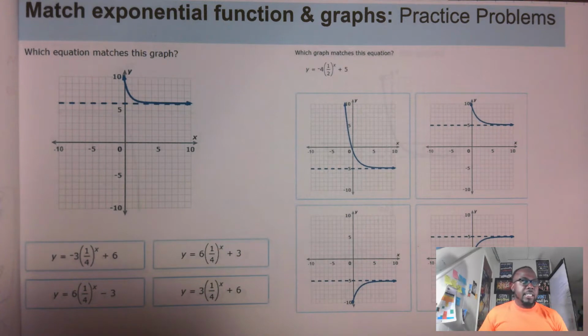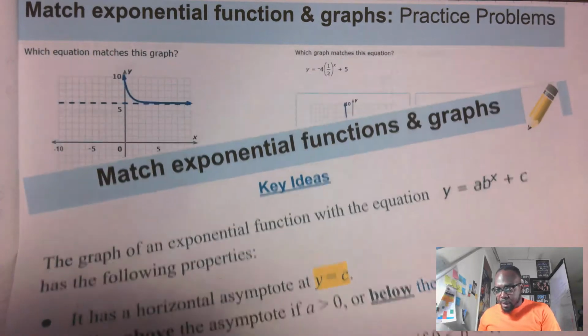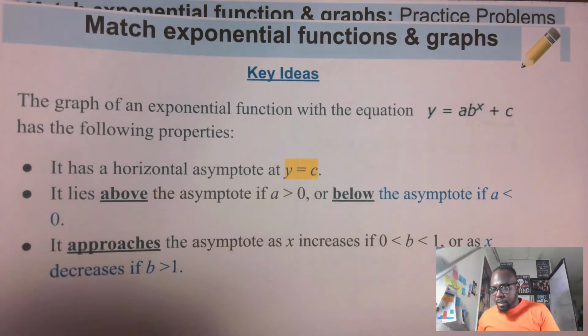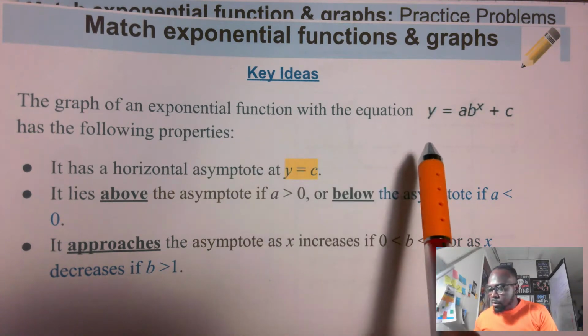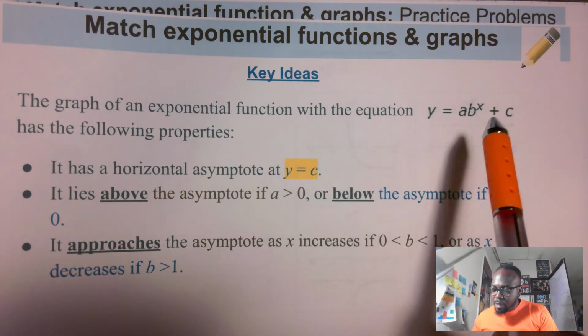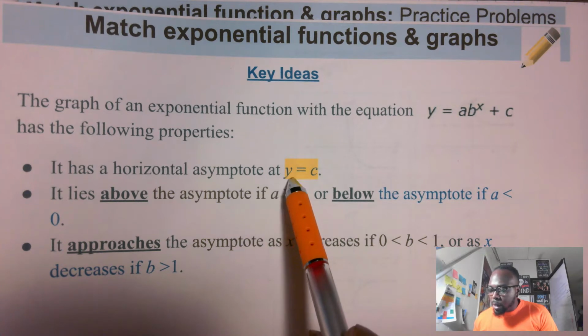As you can see on slide number 7, it gives us a breakdown of pretty much everything that's going to happen. It says the graph of an exponential function with the equation y equals a b to the x plus c has the following properties. It has an asymptote of y equals c.